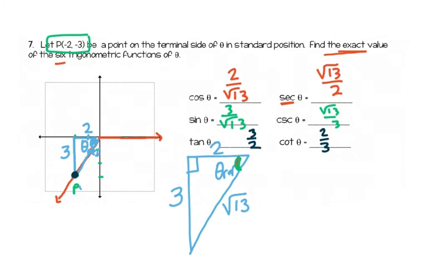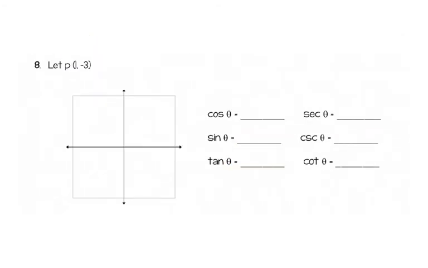Now, if your point is something else, which we're going to see in just a second, then that gives us a whole different situation. So let's do another one before we finish this video. We're going to let P be 1, 3. So 1, 3 tells us what quadrant. We're going to go positive 1, negative 3. So positive 1, negative 3. There's where P is. So what you're going to do is you're going to draw a line like that.